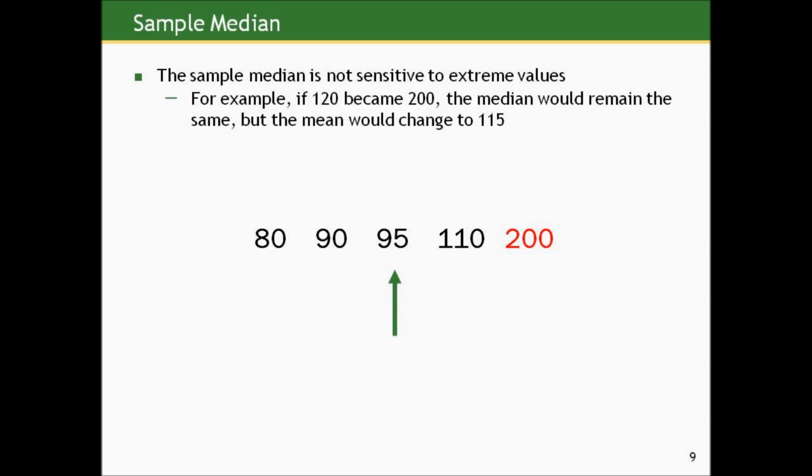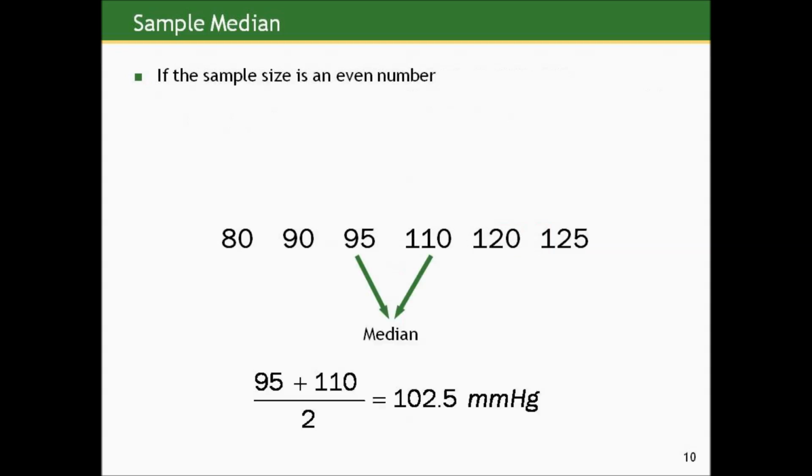One nicety of the sample median is that it's not so sensitive to extreme values. For example, if that largest observation was 200 instead of 120, the median would still be 95, but the sample mean would increase from 99 millimeters of mercury to 115. So in statistical terms, the median is more robust to extreme values than the mean. It can suffer the blow from them, whereas the mean sometimes acts funny.